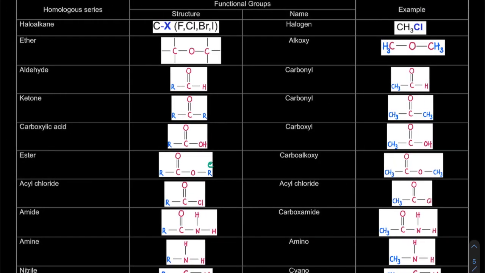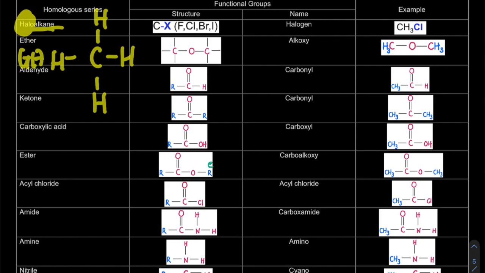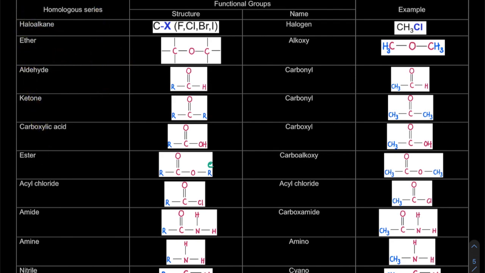On page 5 here, first we have the homologous series haloalkane. So haloalkane is originally from our alkane. But how about the haloalkane? One of the hydrogens will be substituted with a halogen. Halogen is an element from group 17. It could be fluorine, chlorine, bromine, iodine. So that's why here we have C, and the carbon is bonded to your halogen. And the name of the functional group is halogen.